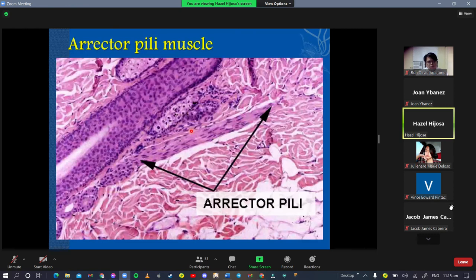An important structure that is associated with the hair is the erector pili muscle. What type of tissue? Doc, smooth muscle tissue. Okay, so identify this tissue as smooth muscle. This is attached at the midpoint in the hair follicle at the isthmus to the dermal papilla.